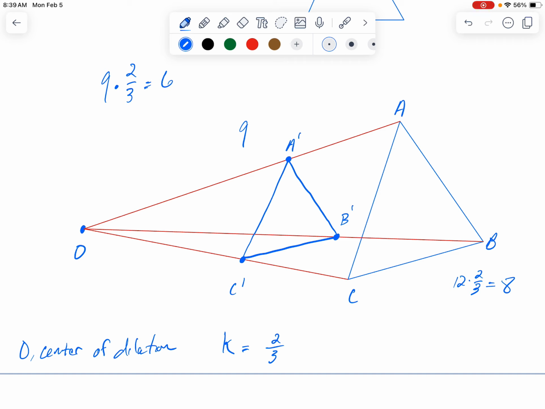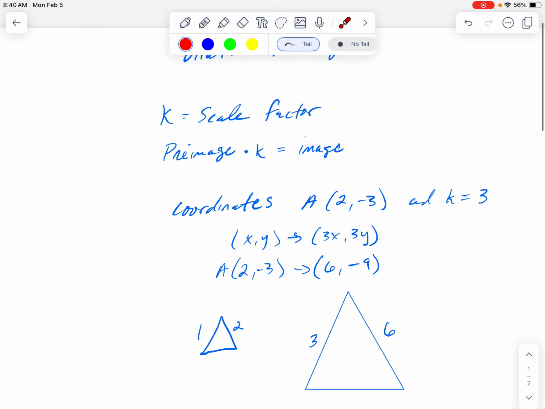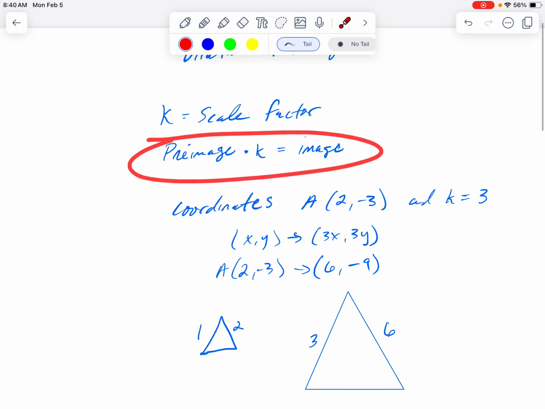And that is the same for these distances as it would be with side lengths, as it would be with coordinates. If you can remember that, that's really going to get you through a lot of the big ideas in dilations. And you can use that to find other missing pieces as well, if you just set up that equation of pre-image times the scale factor equals the image.